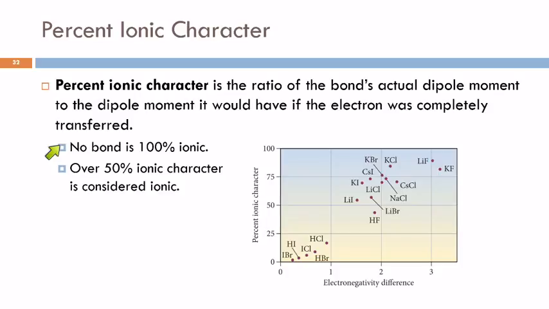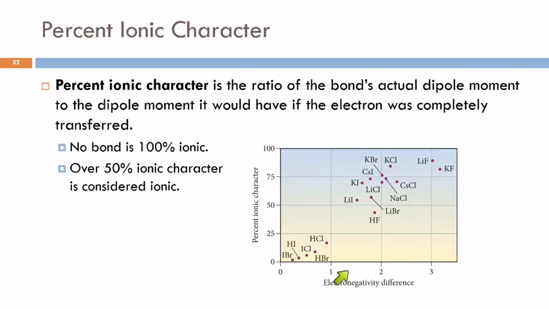Now this is going to bother some people. No bond is actually 100% ionic. I've been telling you that in an ionic bond, an electron is transferred from one to another. Not exactly. Mostly transferred. It's a little hard to understand how you can kind of have it, but in essence, in practicality, it's transferred. So what we consider an ionic bond is something that has over 50% ionic character.